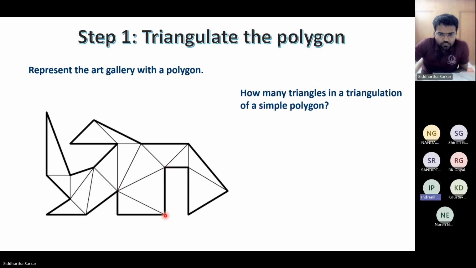Sir, I had a doubt. This triangulation is not necessarily unique, right? Yes, the triangulations could be of different patterns. There could be different triangulations for the same polygon. But the claim is that the number of triangles in any triangulation for a given simple polygon remains the same. So how many triangles in the triangulation of a quadrilateral?